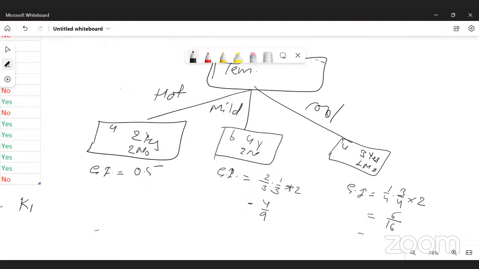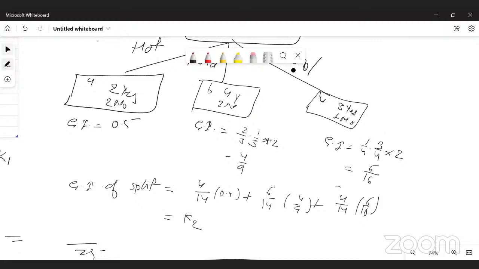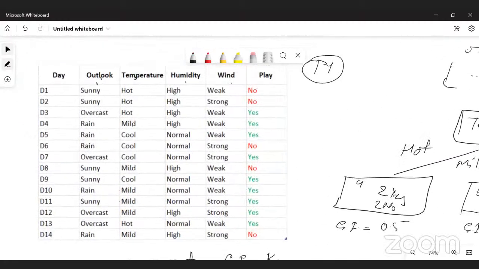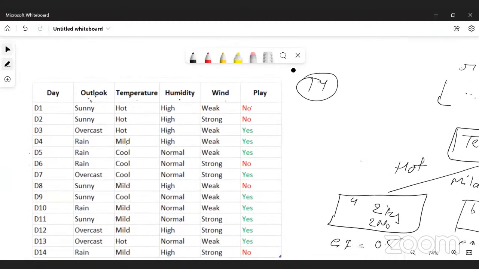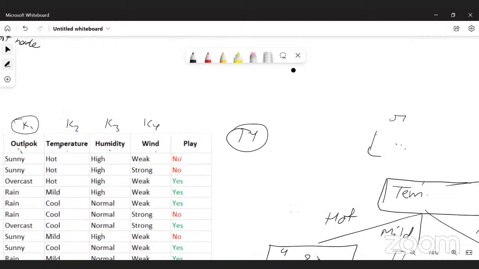So what will be the Gini index of the split? You'll have to take the weights now. So you will take 4 by 14 into 0.5, then plus 6 by 14 into 4 by 9, plus 4 by 14 into 6 by 16. So you will get some value for Gini index, right? Similarly, you will find the Gini index values for all 4 features: outlook, temperature, humidity, and wind. Let's say they come as K1, K2, K3, K4, and you will check which one is the lowest. If K1 is the lowest, you will split your data set using outlook.